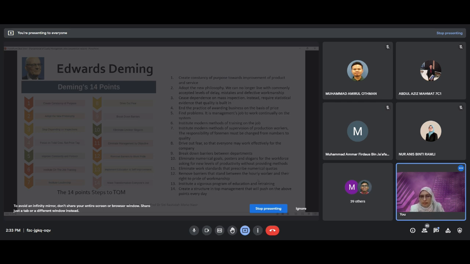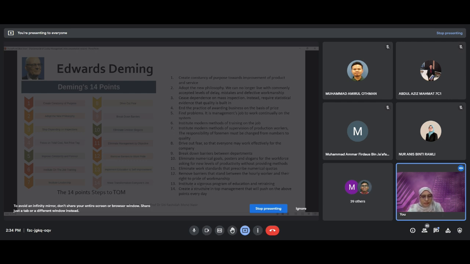remove barriers to the hourly worker's right to pride of workmanship. So it means that the worker has the freedom to work more than the specified time, so that they can come up with a good product.